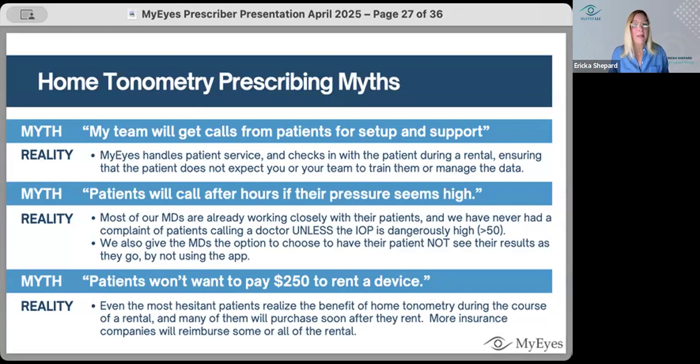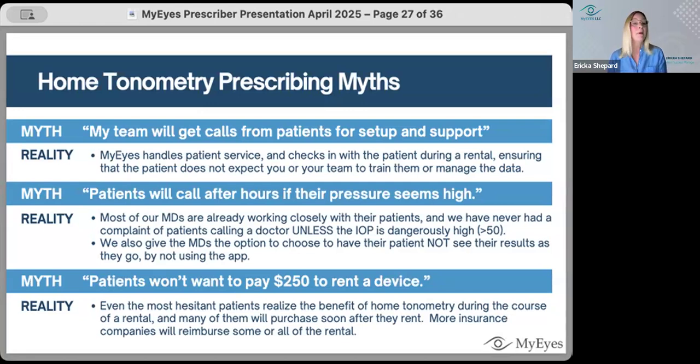Again, I'd been stable for many years. I didn't even really give it a thought. I took my drops. And so I rented it and thought, $250, that seems like a lot. I have 3 little kids, and so I rented it, and we found that my pressure was spiking regularly into the 40s late at night and first thing in the morning. So needless to say, what we thought we had a few months to figure out, I had surgery about 2 weeks later and got a Baerveldt implant.